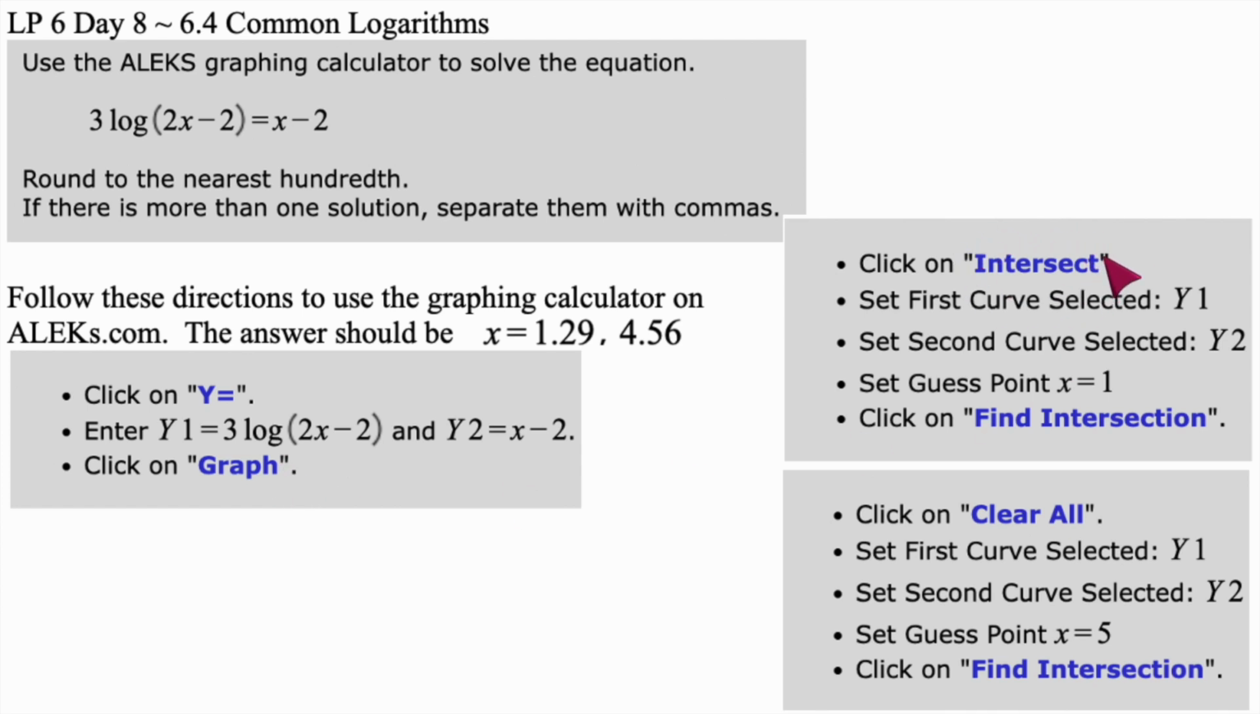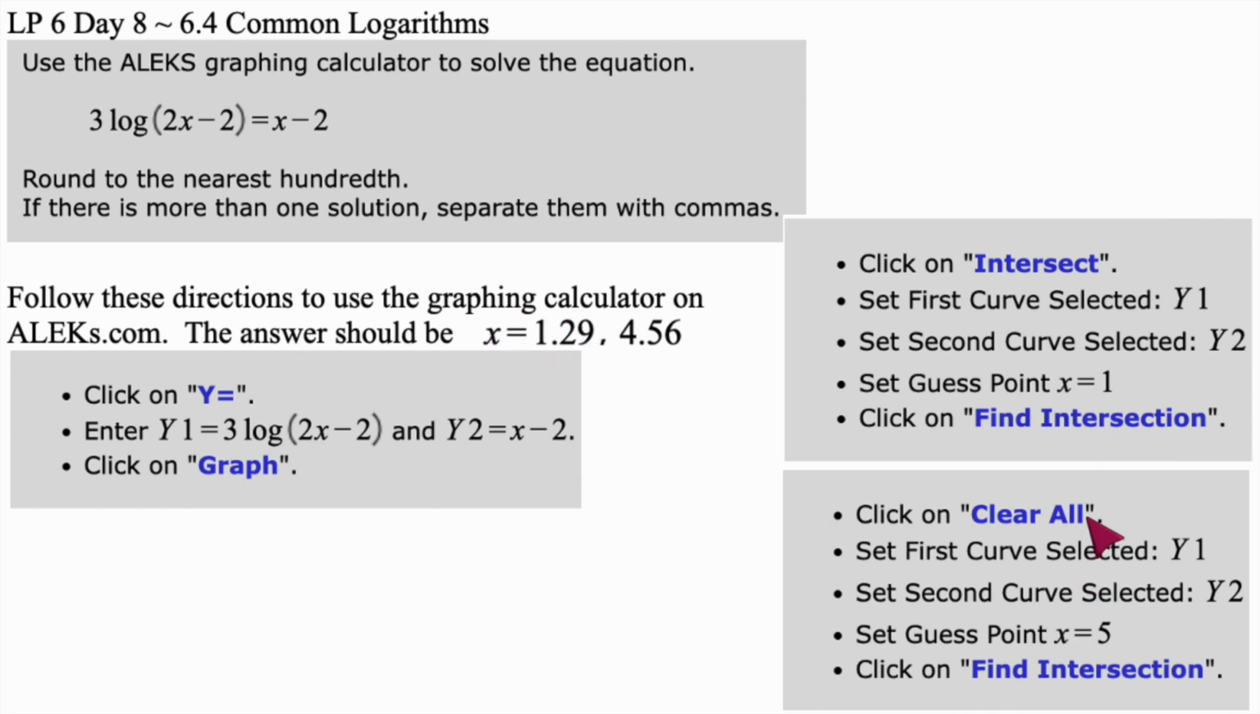Intersect is kind of in the middle. You're going to set the first curve selected at y1 and the second curve selected at y2. Those should already be selected for you, but you do need to put the guess point in. This is where it looks like the graph is intersecting, so that's why it's called a guess point. We're seeing visually where I think it's crossing. Then you say find intersection, and it should find this first one for us.